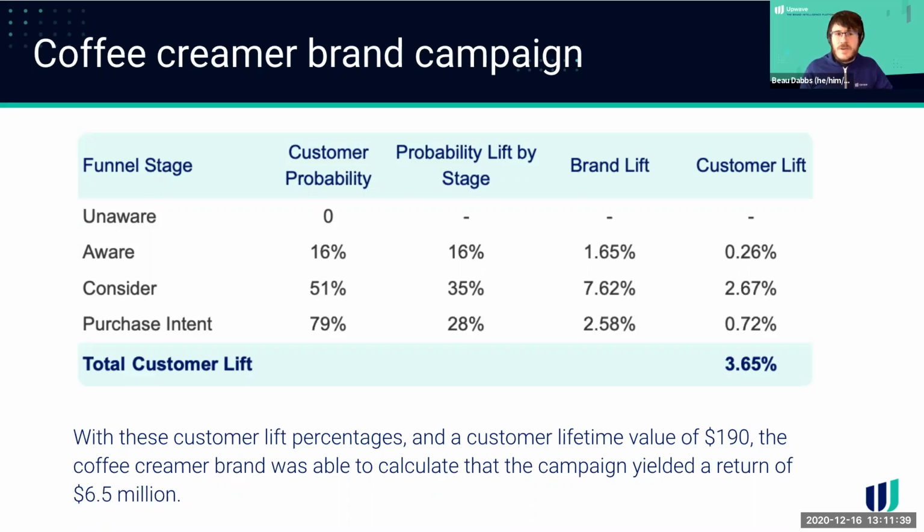So the second brand we're going to talk about demonstrates how the change in customer probability across funnel stages can vary across different brands and categories. For this example, we did measurement for a coffee creamer brand campaign. And again, we begin by measuring the customer probability for each stage of the purchase funnel, and then estimate the impact of moving consumers between each stage of the purchase funnel.